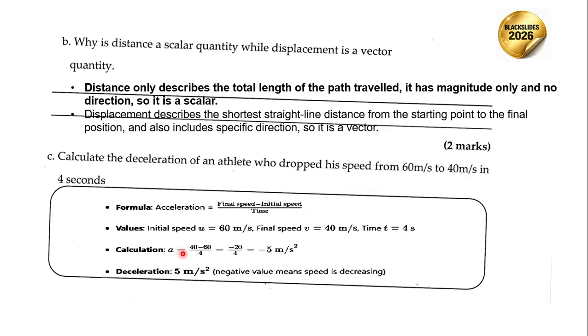So acceleration is going to be 40 minus 60 divided by 4. 40 minus 60 is minus 20, divided by 4 is minus 5 meters per second square. Don't forget, the negative sign means speed is decreasing.